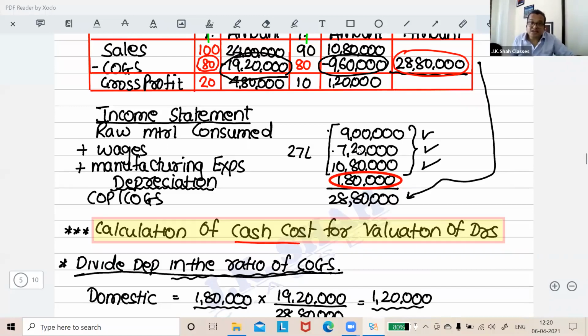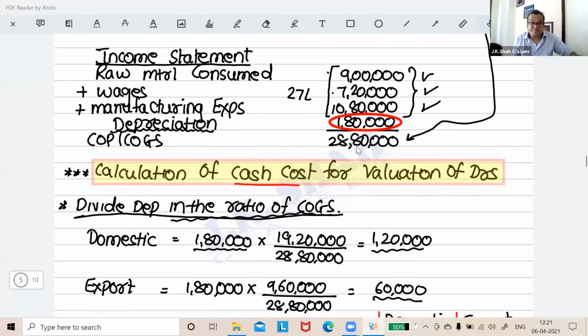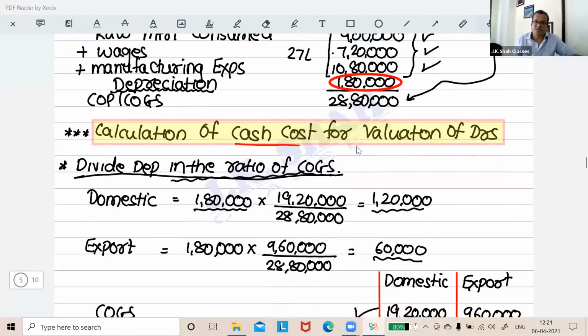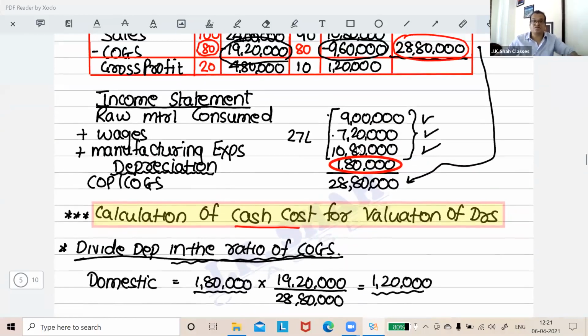I want cash COGS. This 19 lakh 20,000 also includes some depreciation. This 9 lakh 60,000 also includes some amount of depreciation. So what I need is only the cash COGS. So how will you get? Okay, fine. 28 lakh 80,000 includes depreciation. I'll divide this depreciation now in the ratio of COGS. So the ratio of COGS I calculated is 1920 upon 2880.